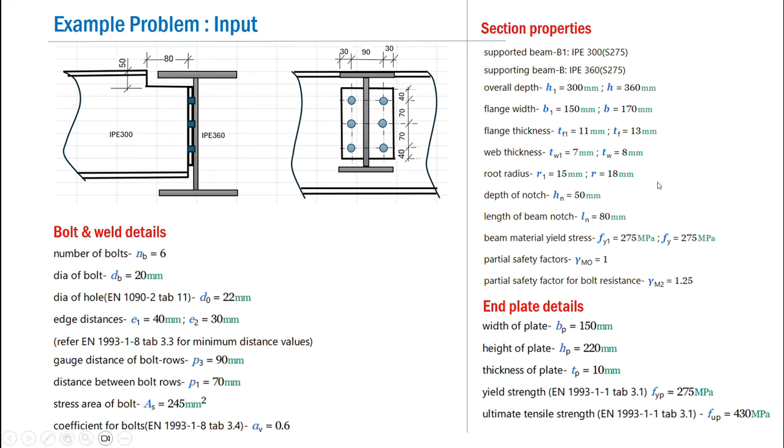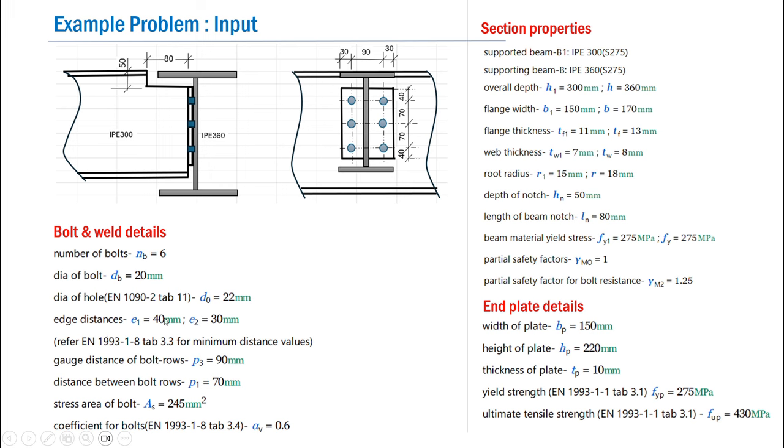Now let me provide you some of the parameters associated with the bolt and weld details. As is clear from the sketch, the total number of bolts that is used is NB 6. Diameter of the bolt is 20 mm, and the bolt hole diameter is taken as per table 11 of EN 1090-2, that is d0 for a 20 mm bolt is d0 22 mm, and the edge distances e1 and e2.